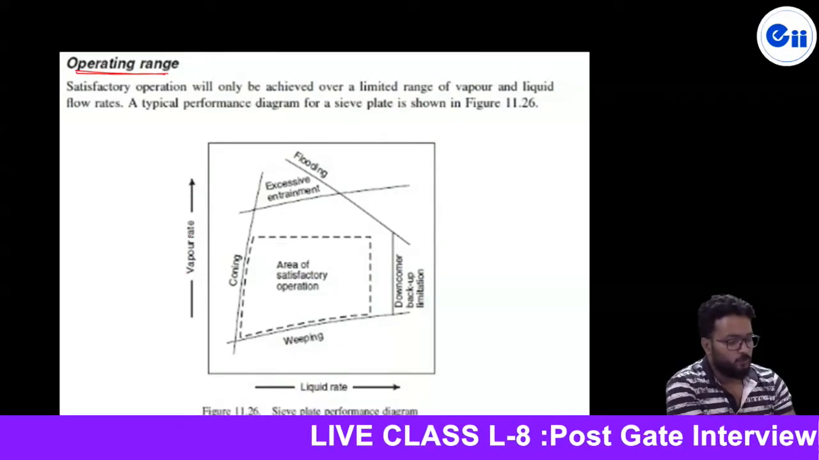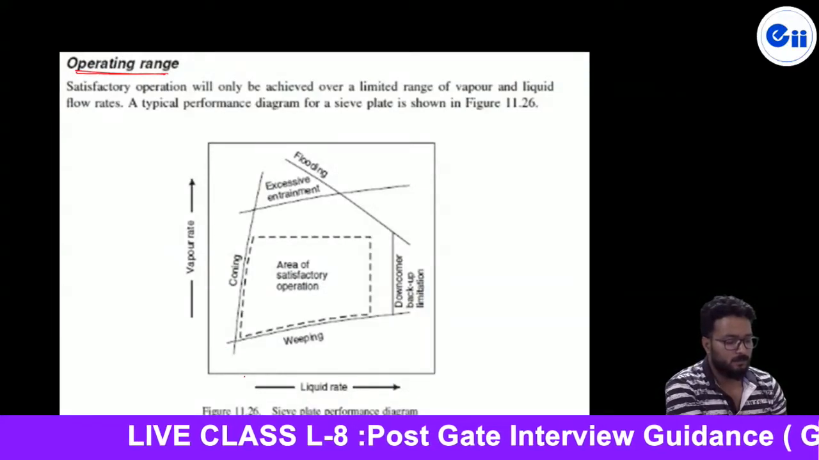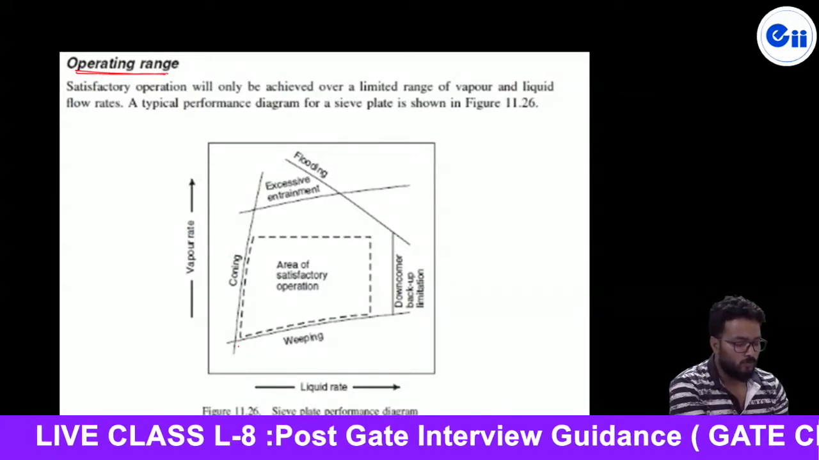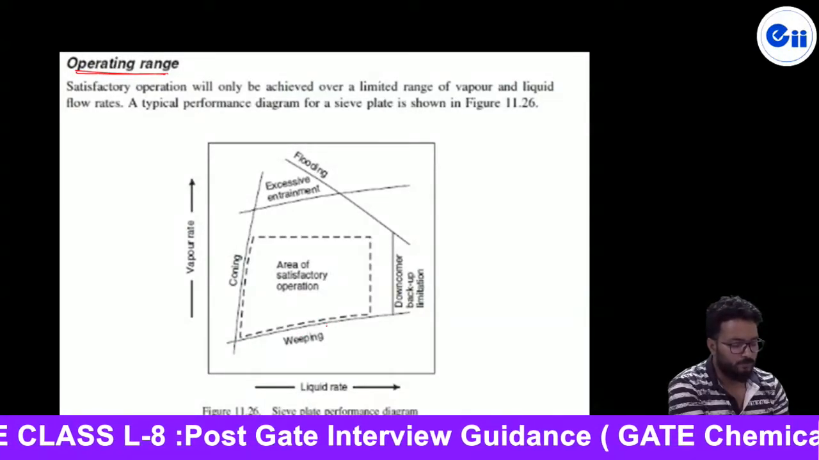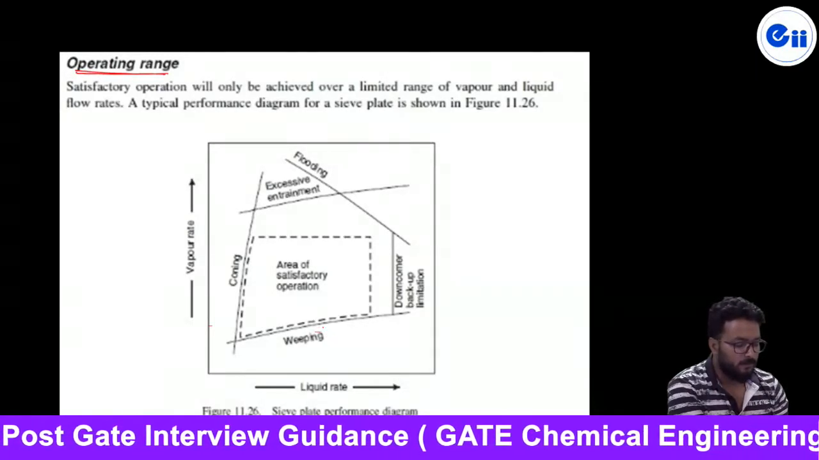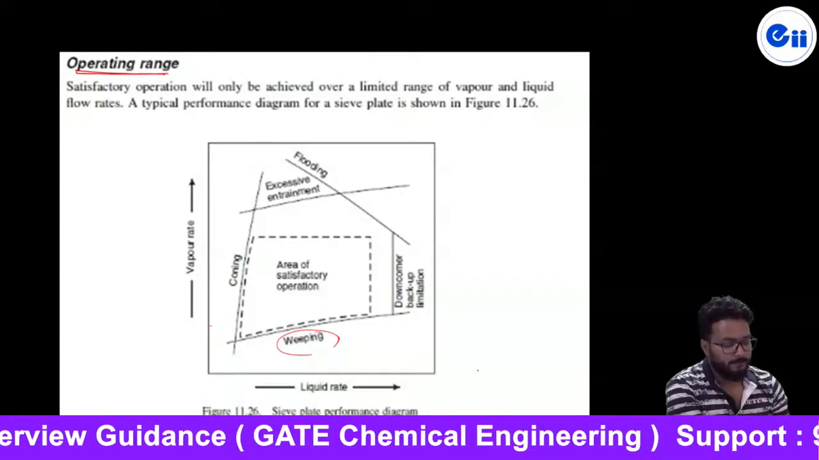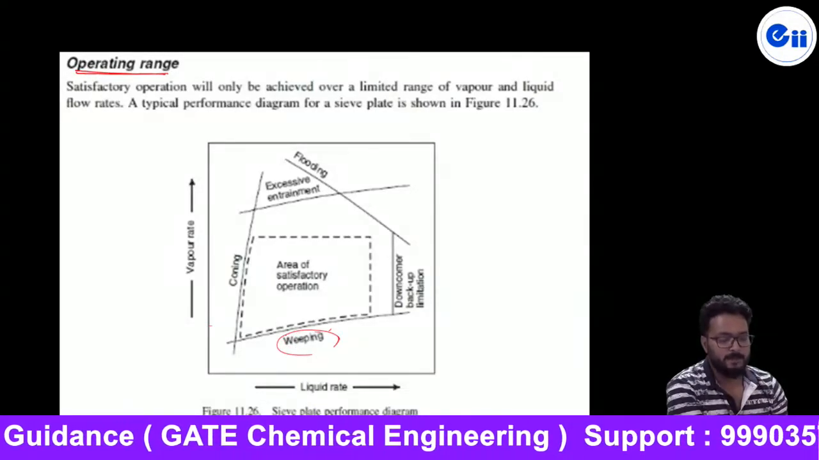Now, vapor flow rate and liquid flow rate. If the liquid flow rate is too low, you can see here, in that condition weeping will take place here. It is weeping. If the liquid flow rate is too low, then weeping will take place.